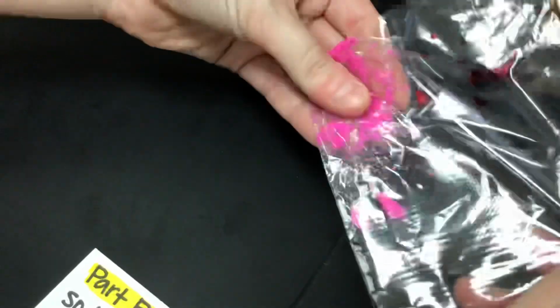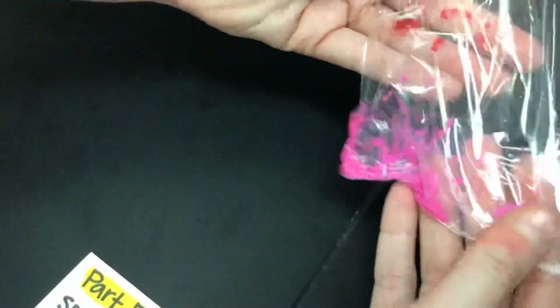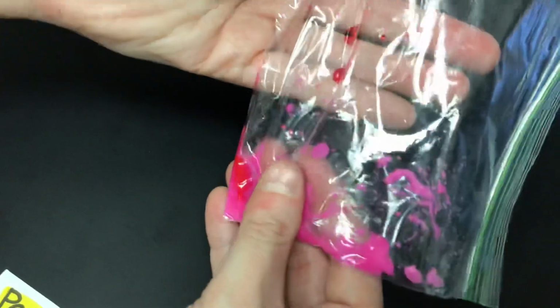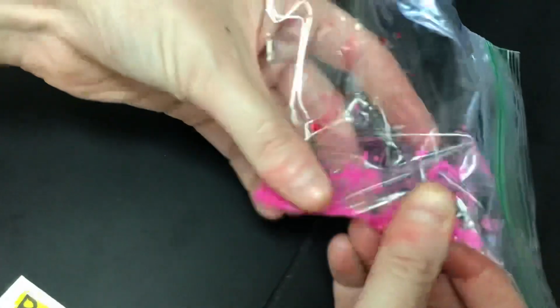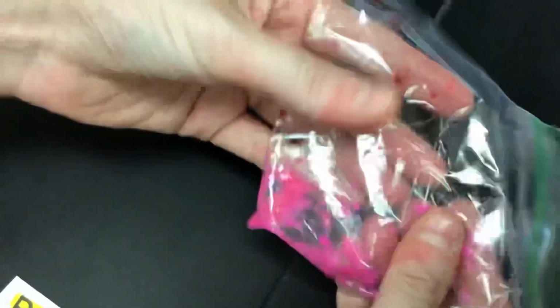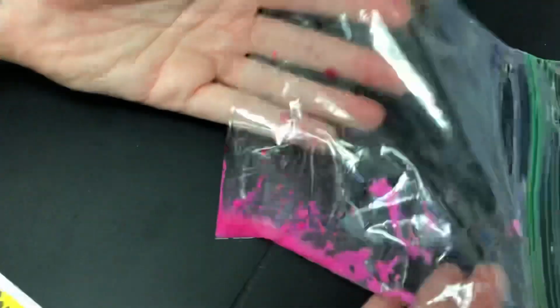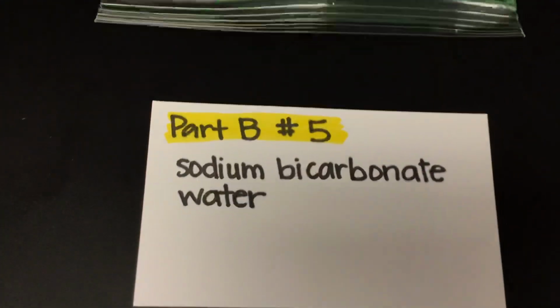Okay, no change in temperature observed. So write down any colors you see, what it looks like, the texture. Actually, now it's starting to get a little bit cooler. So the temperature seems to be getting a little cooler, she said. So make sure you write that down next to number 4. All right, number 5, sodium bicarbonate and water.